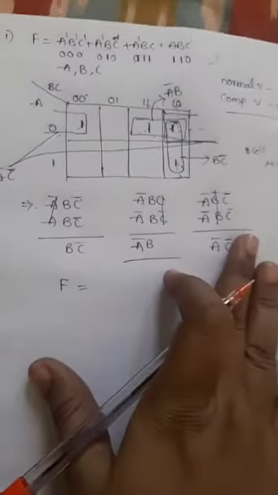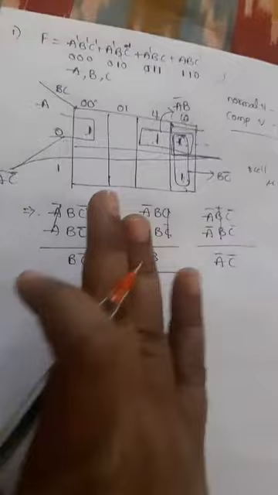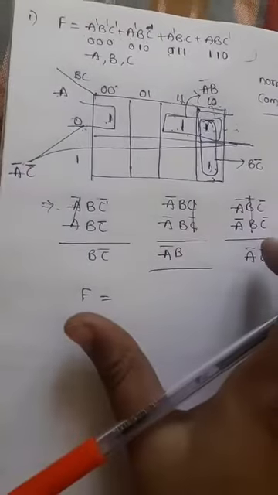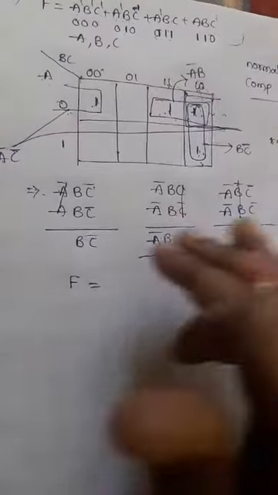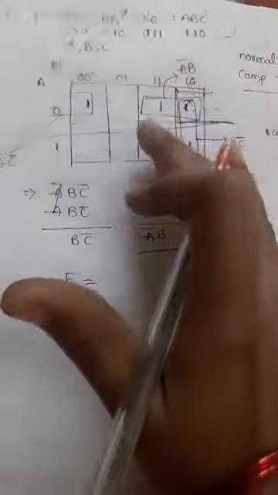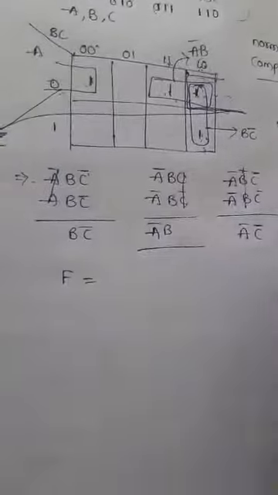Finally, the reduced or minimized Boolean expression for this F is obtained by combining all the prime implicants. The result of the K map is the addition of all prime implicants, which is called the final minimized expression. So whatever groups we have, you write the prime implicants of those groups.